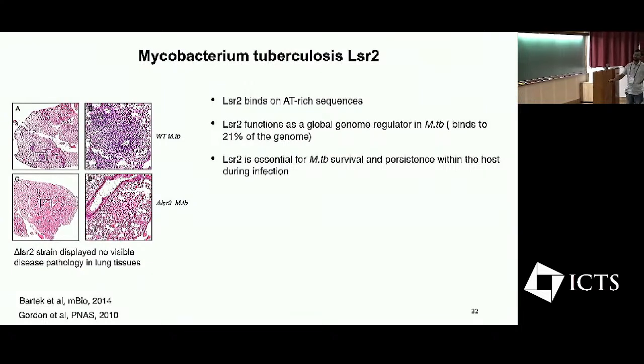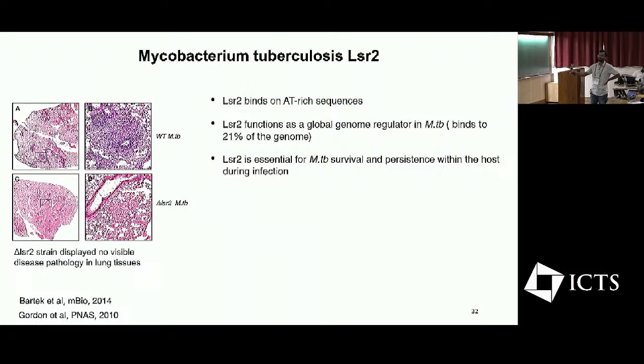Previous work showed that Lsr2, one of the proteins from this bacteria, is a nucleoid-associated protein we are looking at. The protein is very important, apparently. When you delete Lsr2, the disease pathology is reduced dramatically. This is in mouse lungs. What we also know from previous studies is that Lsr2 binds on AT-rich sequences, meaning that each protein might have a preference for slightly higher AT-rich sequence. It also regulates a large number of genes, with around 21% of the genome being bound or compacted by Lsr2. Based on this, we know that it is important for the survival and pathology of the bacteria.